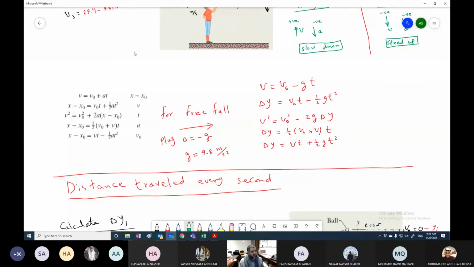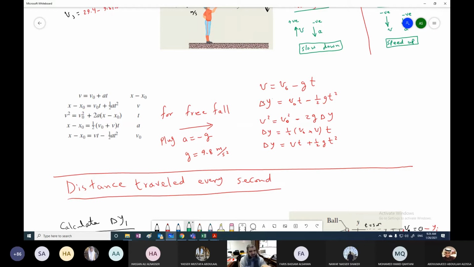In all the equations which we studied last time for constant acceleration, the five equations, v equals v0 plus at, we will remove plus a and plug in its place minus g, where g itself is 9.8 meter per second square. So the equations become as follows. The first equation: v equals v0 minus gt.